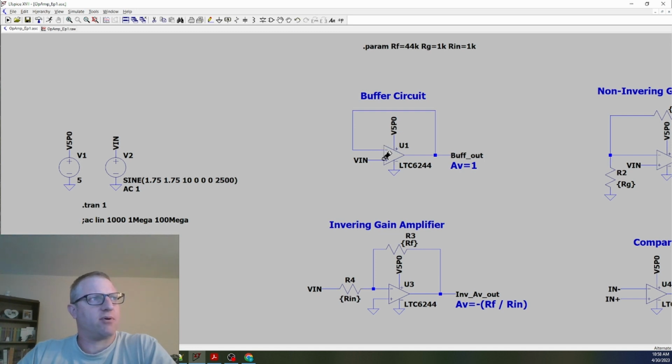So remember, our N plus equals our N minus. So since we are going to be altering this N plus, everything that we put on the N plus is going to be mirrored to the N minus, and then it's just going to go to the output to this buff out, our buffer output. So let's go ahead and run it.